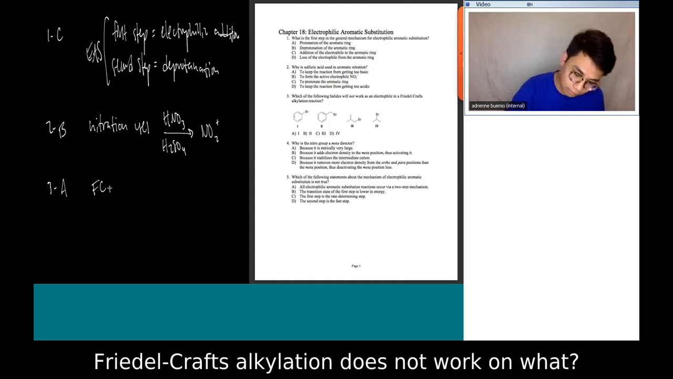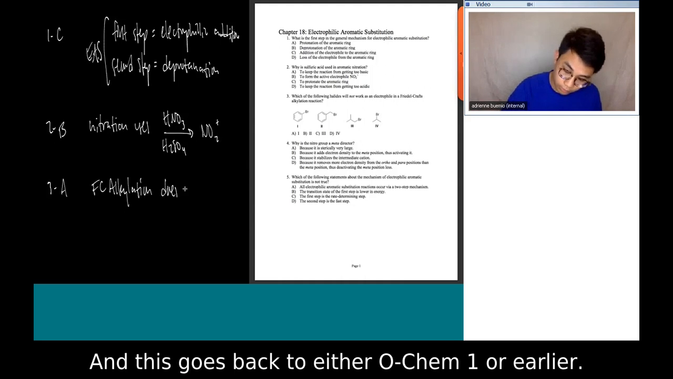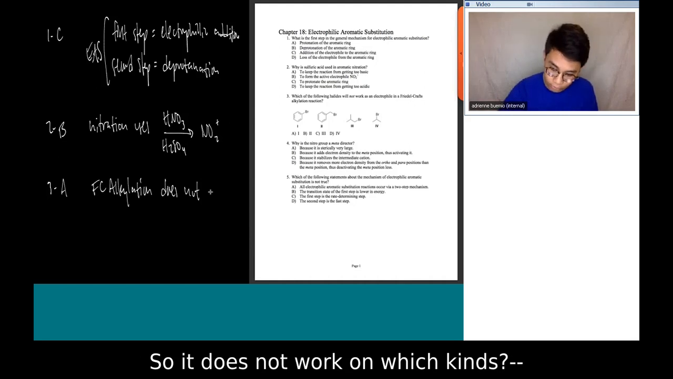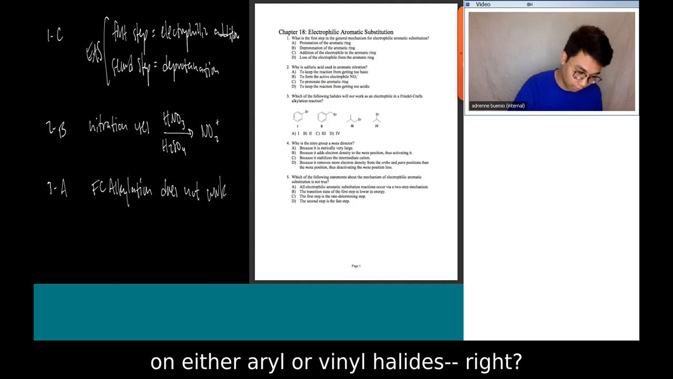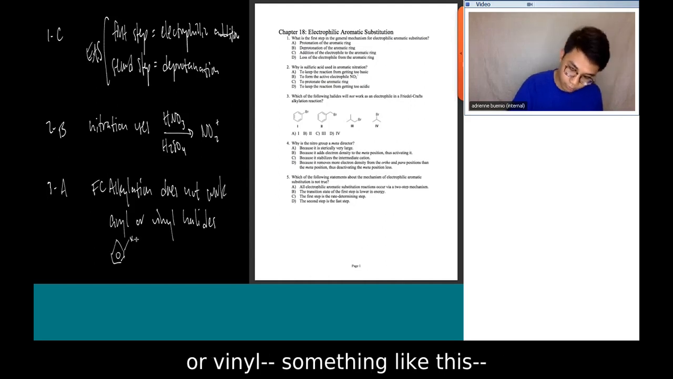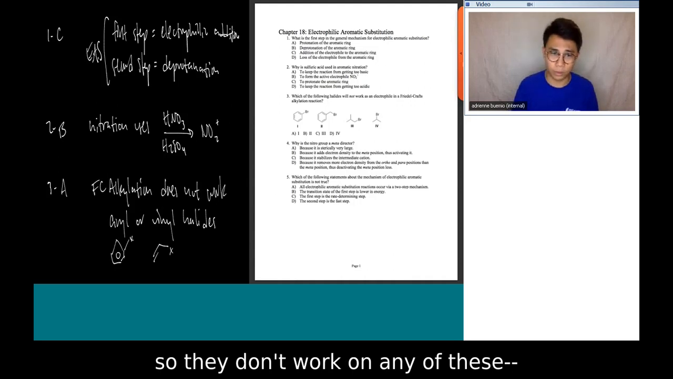Friedel-Crafts alkylation does not work on what? And this goes back to either OChem 1 or earlier. I'm thinking OChem 1, but we've definitely seen Friedel-Crafts before, so it does not work on which kinds? On either aryl or vinyl halides, right? So aryl halides, something like this, or vinyl, something like this. So they don't work on any of these.